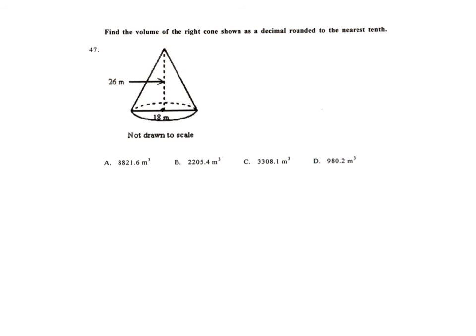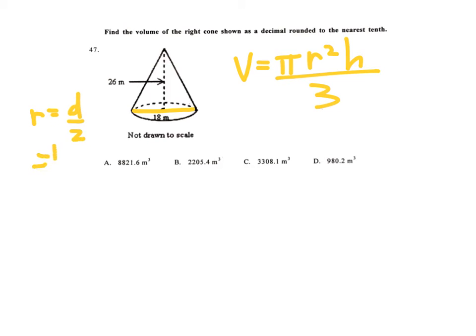Let's look at this one. 47 says find the volume of the right cone shown as a decimal rounded to the nearest tenth. Your volume formula for a cone is V equals pi r squared h, all divided by 3. They give us our diameter, all the way across. So to find our radius, we have to do our diameter divided by 2. So we're going to do 18 divided by 2, which equals 9. That's going to be our R value.